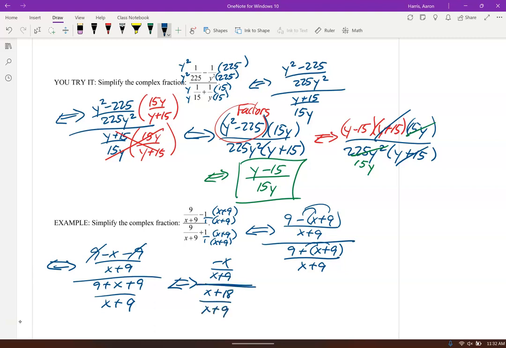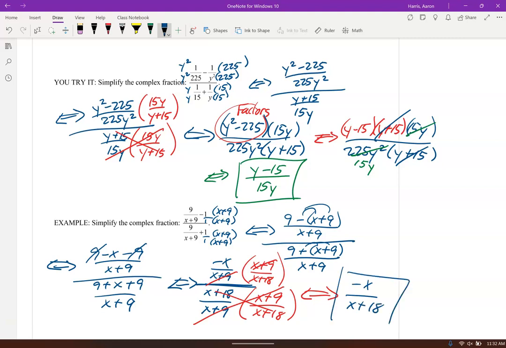And we're finally to the point we can multiply by the reciprocal. Notice our x plus 9's cancel. So we're left with negative x over x plus 18.